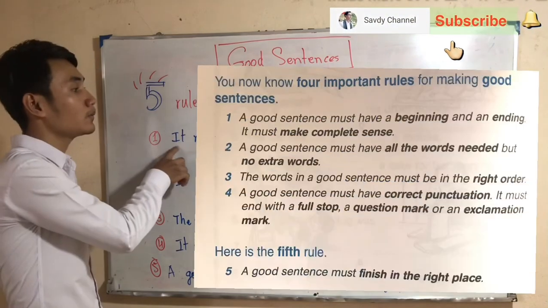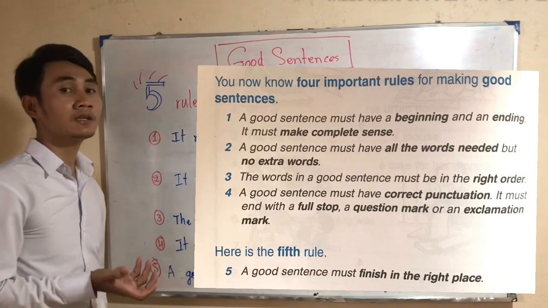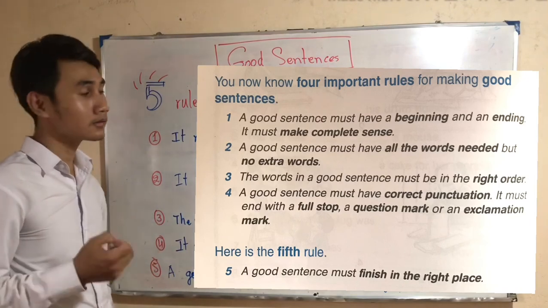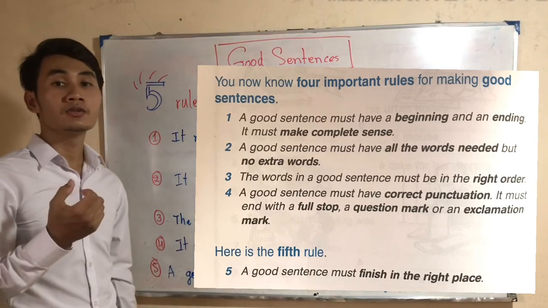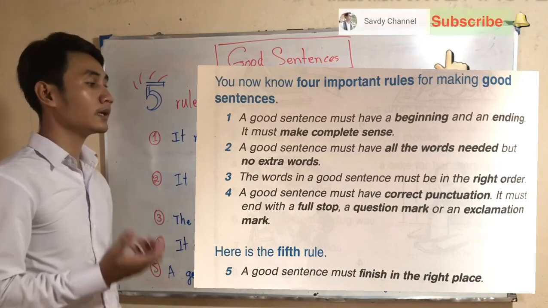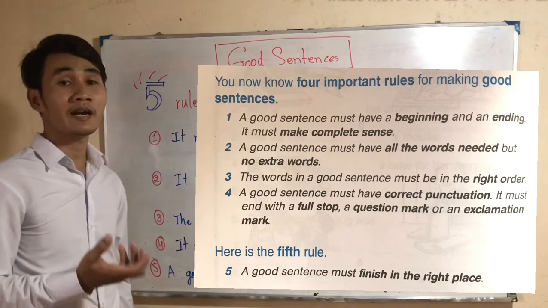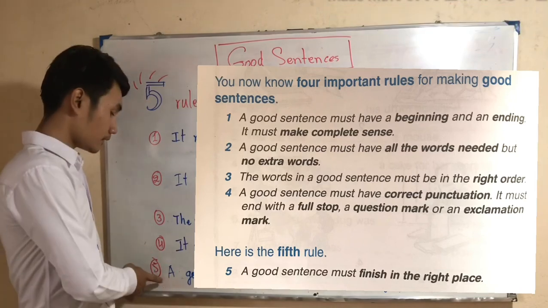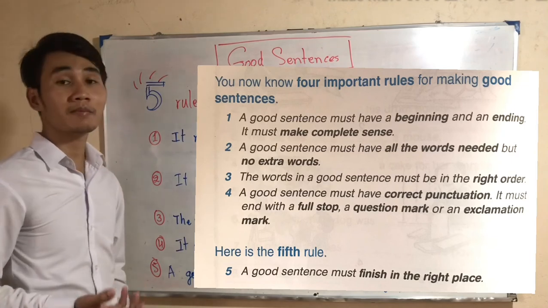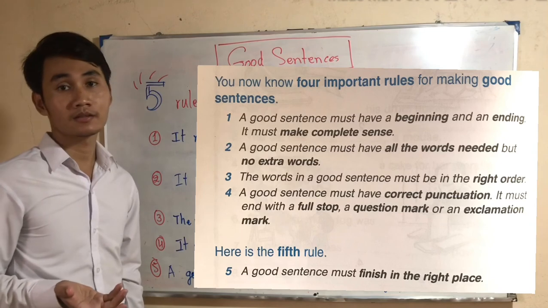Okay. Number 1, again, just a review. Number 1, your sentence must be complete. Number 2, use the words that are needed. Number 3, the words in the right order. Number 4, must have punctuation. Number 5, the sentence must finish in the right place.